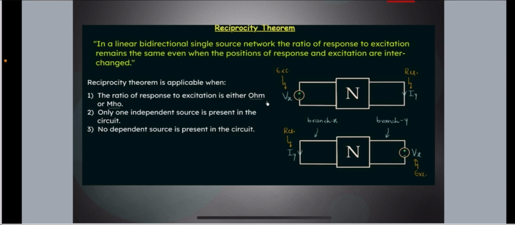Reciprocity theorem is applicable when the ratio of response to excitation is either ohms or mhos. And coming to the second point, only one independent source is present in the circuit and no other source is present in the circuit. And this is a circuit diagram of the reciprocity theorem.